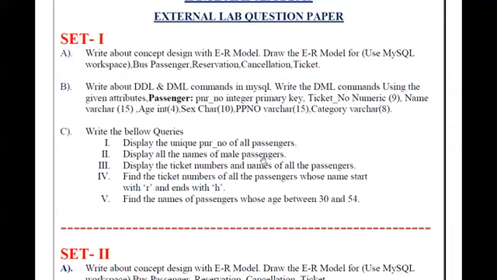Display all the names of male passengers. The answer is: select name from passengers where sex is equal to male. Like that, you have to write the query, then execute the queries. You will find these in the lab manual, experiments 8 to 9. There are 10 queries, and you have to read those 10 queries. I'll explain them after this question explanation.